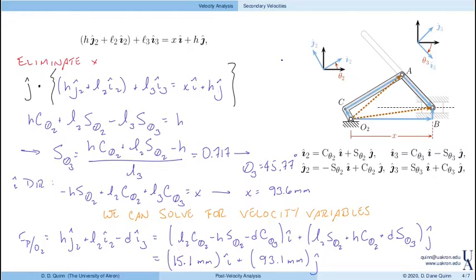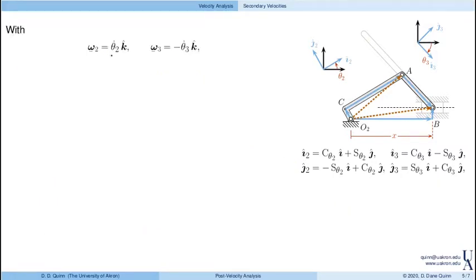So now at this point, we turn to the velocity analysis. We'll take the loop closure equation, evaluate the change, and solve for the velocity variables. Recall that the angular velocities of I2, J2 and I3 and J3 are defined like this. And the loop closure equation was h in the J2 direction plus L2 in the I2 direction plus L3 in the I3 direction equals x in the I direction plus h in the J direction.